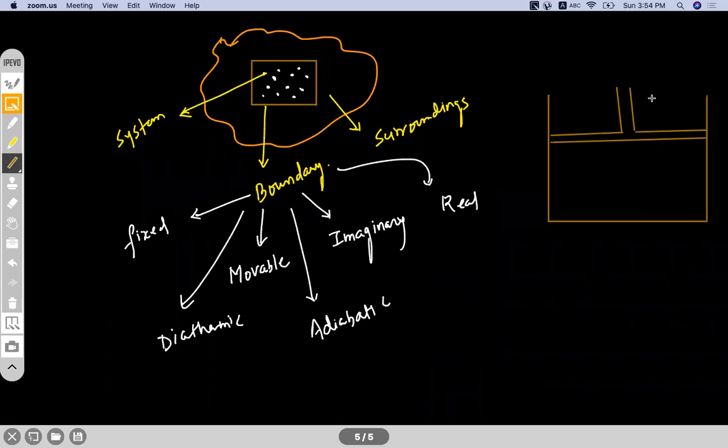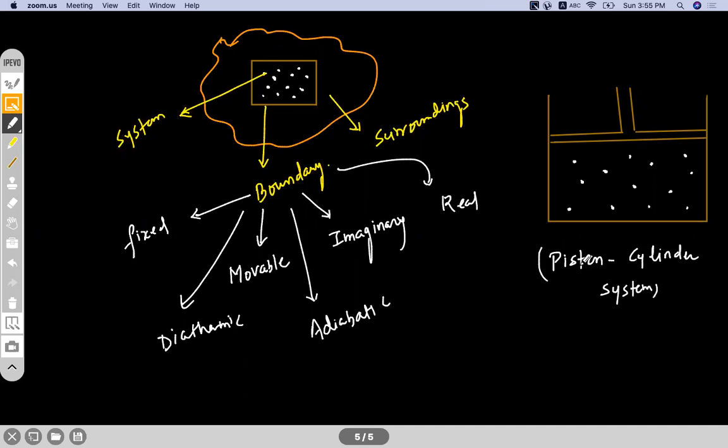Okay, so we have this piston. Now what we are doing, we are considering a system, a gaseous particle, which is present in this container. We call it a piston cylinder system, which we'll use very frequently in this chapter to understand concepts. So consider this as the air pump that we have, correct?